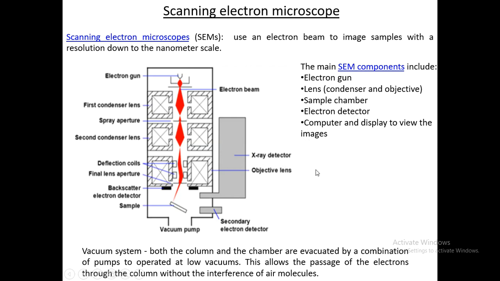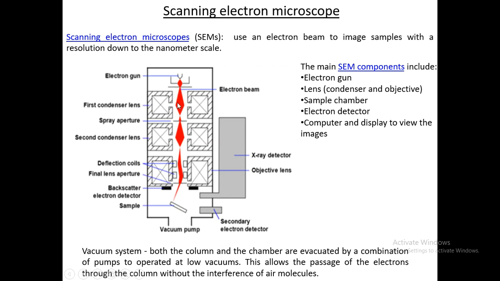The computer is there so that whatever the detector detects will be converted into an image and seen on the computer. The chamber in which the SEM works is operated with vacuum systems. Both the column and the chamber are evacuated by a combination of pumps to operate at low pressure. This allows the passage of electrons through the column without interference from air molecules.